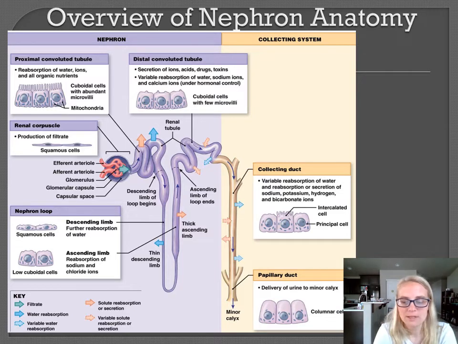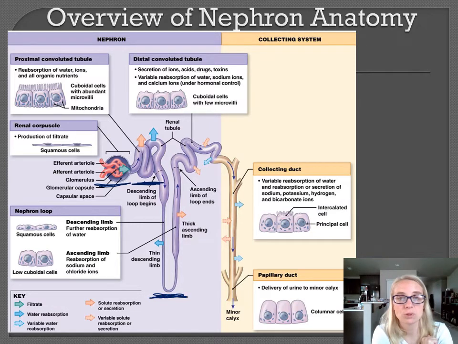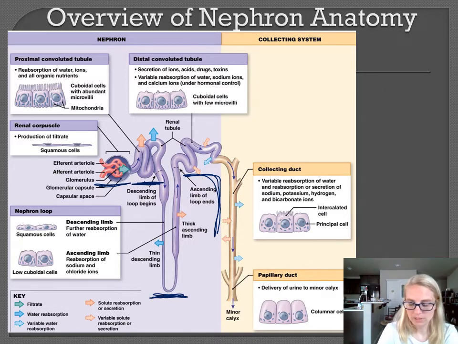We have successfully, hopefully, gone over the filtration at the glomerulus, picking up with the filtrate at the glomerular capsule. We went through the reabsorption, mostly of water, organic molecules, sodium, bicarb, and some secretion of hydrogen ions at the PCT. We took a look at countercurrent multiplication and the primary reabsorption of sodium and chloride and water in the nephron loop. And now we're going to take a look at this last piece here, the distal convoluted tubule and the collecting duct. All right, so let's get going.